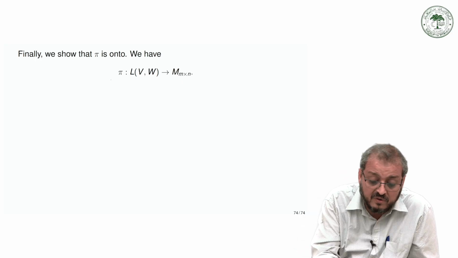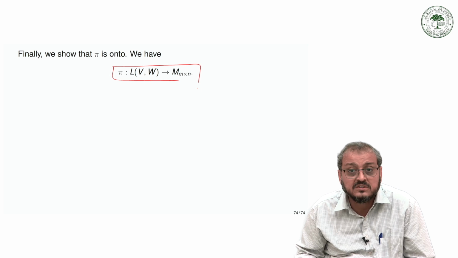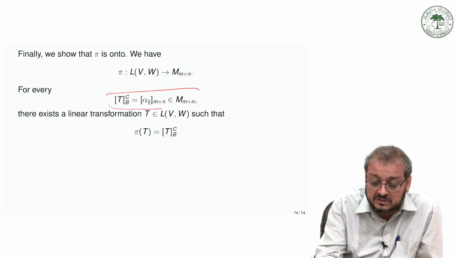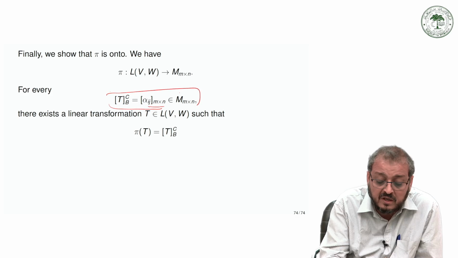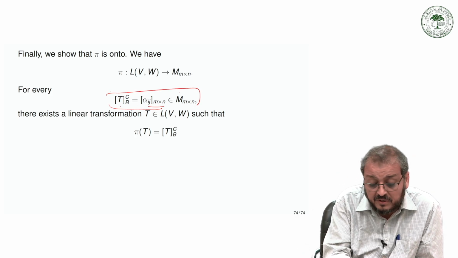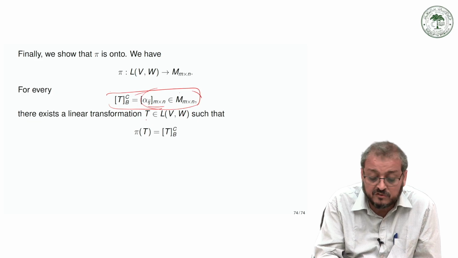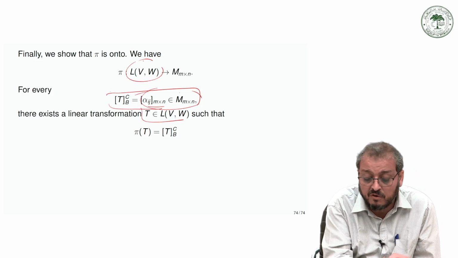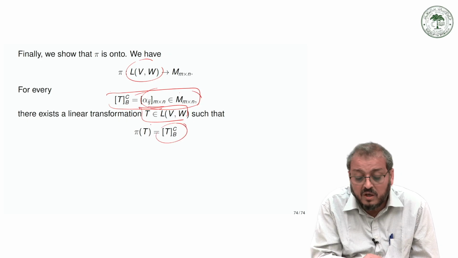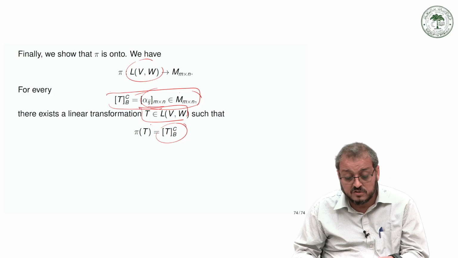For onto, we have that pi from L(V,W) to M(m by n) is defined in this form. For every matrix alpha ij that belongs to M, there exists a linear transformation T from V to W. We already know this from the previous result. Then we can say that pi of T is equal to this matrix. So clearly we show that pi is also onto.